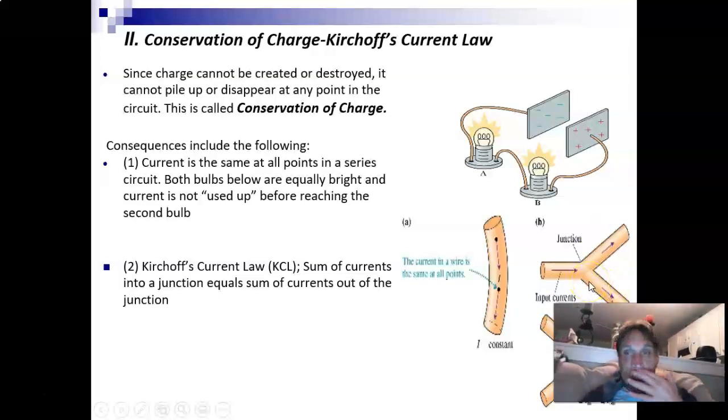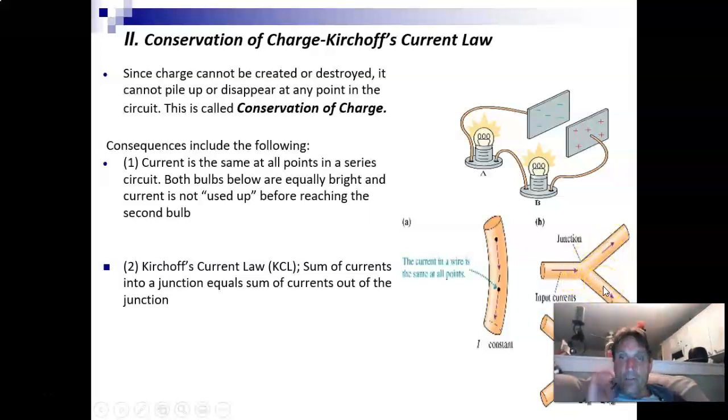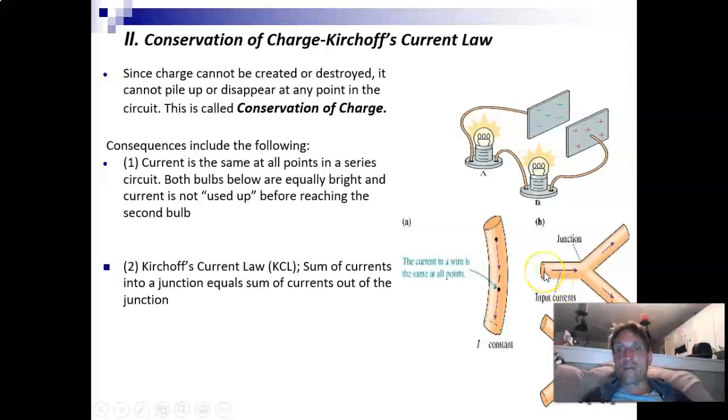Now, Kirchhoff's current law says that since the charge can't disappear or pile up here, whatever rate the charge comes in, charge per time or current, must be the rate at which it comes out. So let's suppose that we have 10 amps of current. It's pretty big current for most circuits. Suppose 10 amps is coming into this junction. Well, then a total of 10 must be leaving. So maybe 5 go to the top, 5 go to the bottom, or 6 go to the top and 4 go to the bottom. But whatever current comes into this junction must also come out.